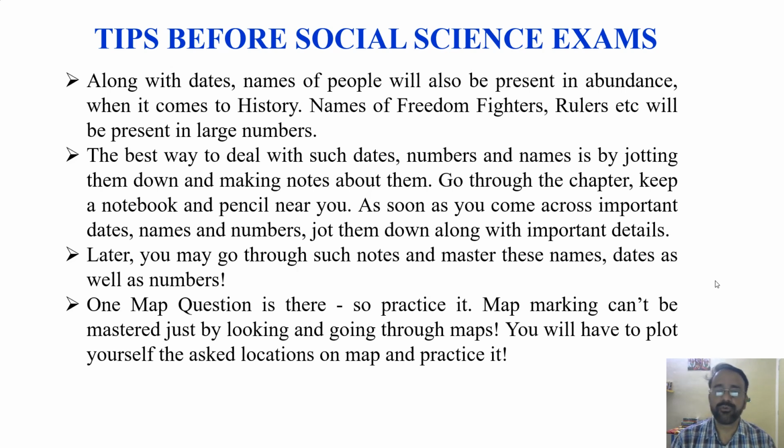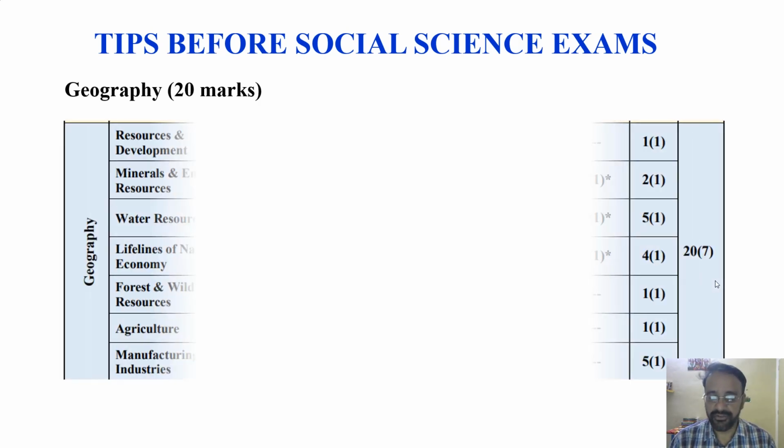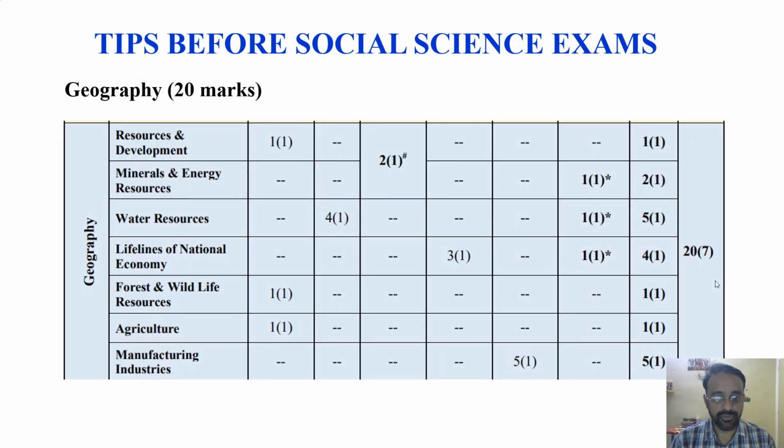So now we are moving toward the next section, geography. It is also of 20 marks. It is of 20 marks and this is its blueprint, distribution of marks as per the CBSE official sample paper. So this can fluctuate a little, but the total marks will be 20, right?